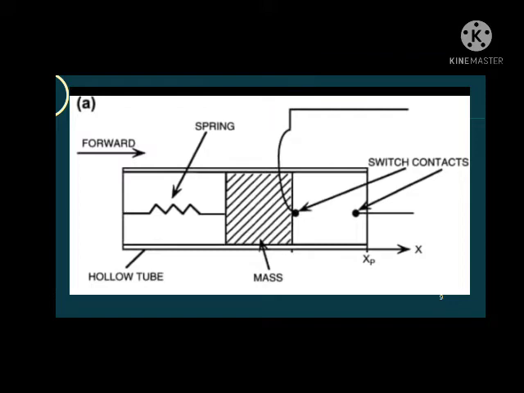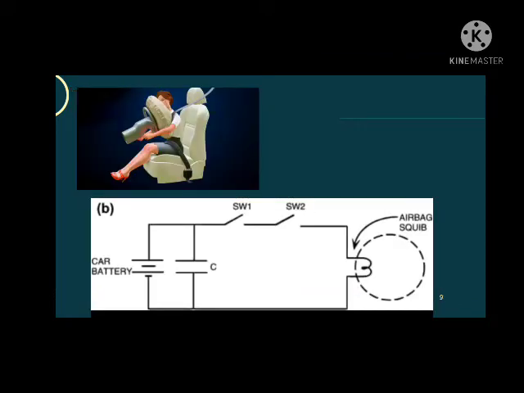Each of these switches is in the form of a mass suspended in a tube. The tube axis is aligned parallel to the longitudinal car axis. The two switches, which are normally open, must be closed to complete the circuit for firing the airbag. When the circuit is complete, a current flows through the igniter that activates the charges. Gas is produced essentially explosively and inflates the airbag.